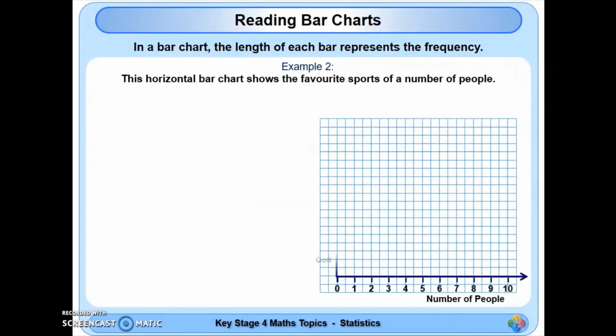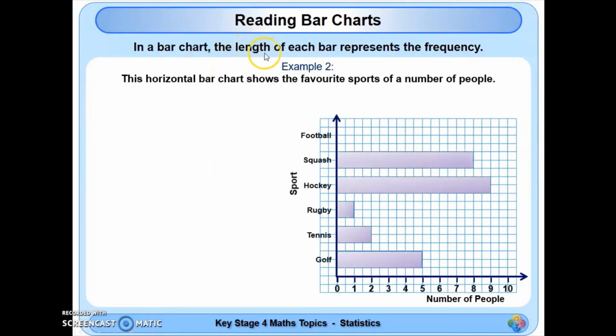Okay, let's have a look at another bar chart. This time it's a horizontal bar chart, so we are very interested in the length of each bar. The length of each bar is going to tell us the frequency. Essentially, it works the same as example 1. We just have horizontal bars rather than vertical bars.